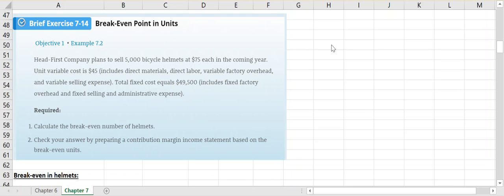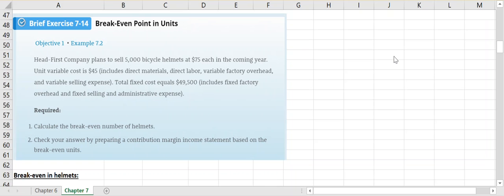Everybody, in this example video we're going to be looking at brief exercise 7-14 and looking at how we calculate break-even point in units. Break-even point is a really important measure for a lot of businesses because typically up into the break-even point they're operating at a loss, and so that break-even point is kind of that first sign that the next step would be to actually earn a profit.